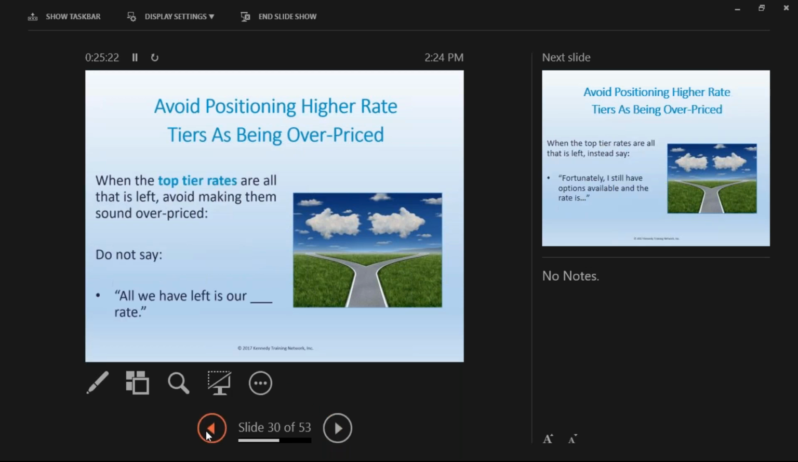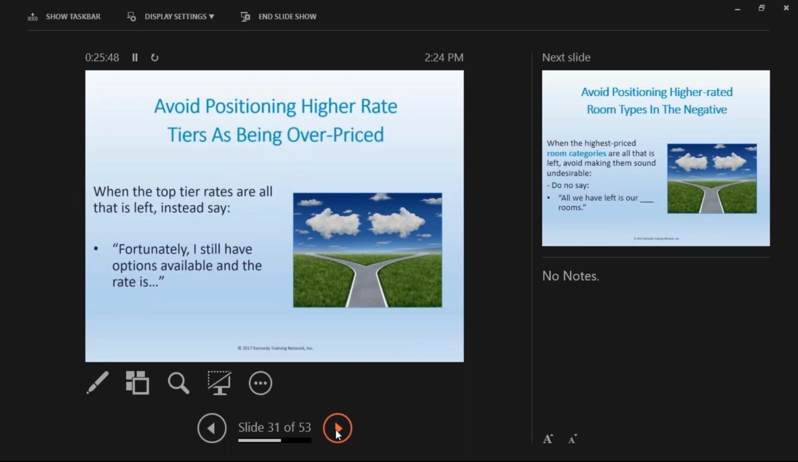Now let's look at this in a few different contexts. It might be rate. So if you're checking dates and, you know, April comes and goes, early May is here, and all of a sudden you do that search now for July, and all you see are the top tier room rates. Some of us may have the tendency to say, oh, all I have left are my regular rates. I don't have any specials. Okay. So instead of saying all we have left and making it sound like leftovers, I want us to say, fortunately, what I still have. Okay. So when all you have left is all you have left, never say it's all you have left. We want to say, fortunately, what we still have.